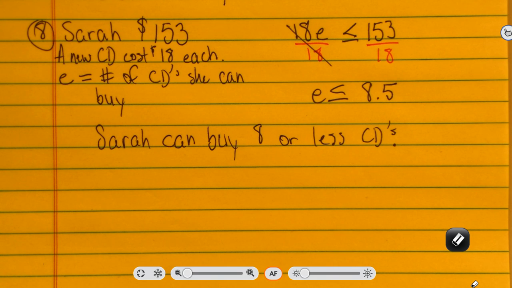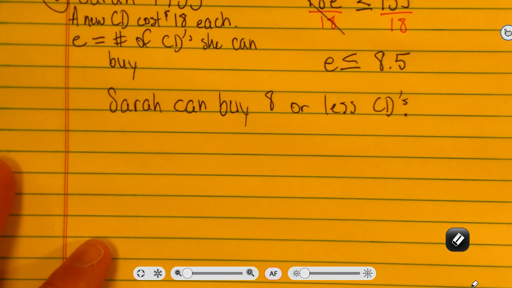Hint, hint. This is a good test question. Did you hear what I said? Hint, hint. This is a good test question.